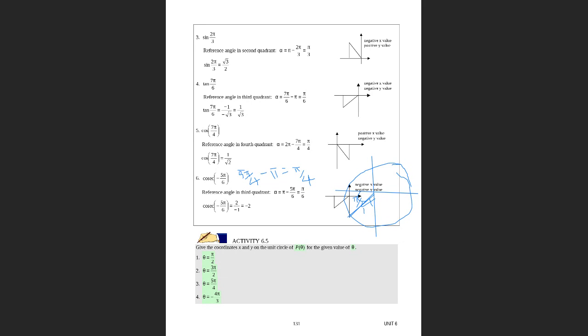Let me show it now. If I want to find this point, I must find the x and the y. The x will be from here to here, and the y will be from here to here, which will not be exactly one, because it's on a circle.